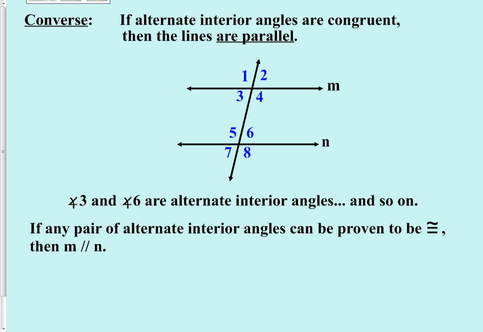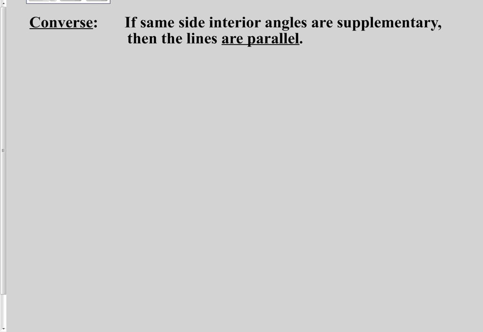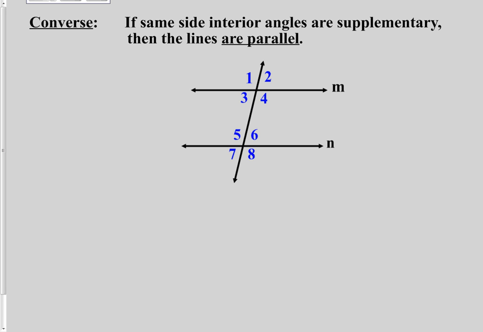All right, third converse. Actually, the original rule said if your two lines are parallel, then that means your same side interior angles are going to be supplementary. Well, the converse says if your same side interior angles are supplementary, that means your lines are parallel. Also keep in mind, same side interior angles are also sometimes called consecutive interior angles. You need to know all of the terminology for all of these guys.